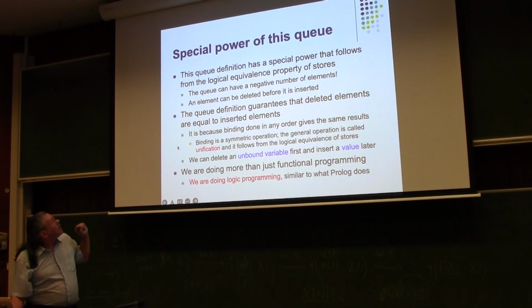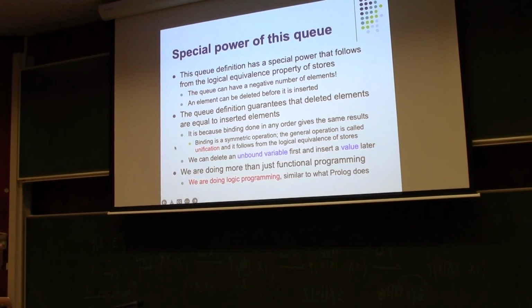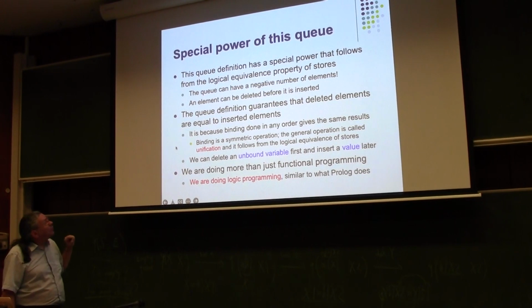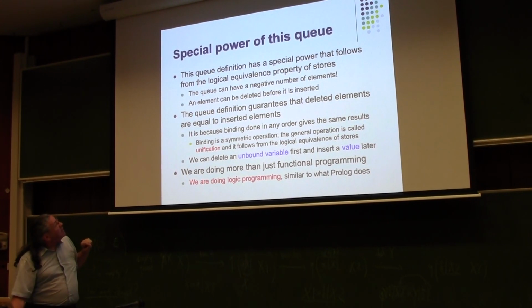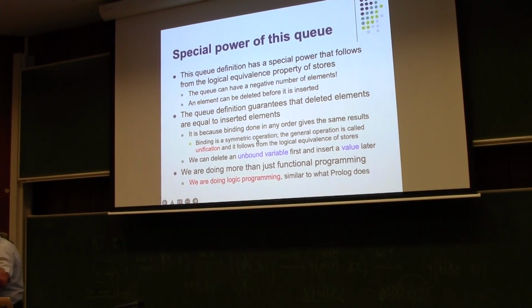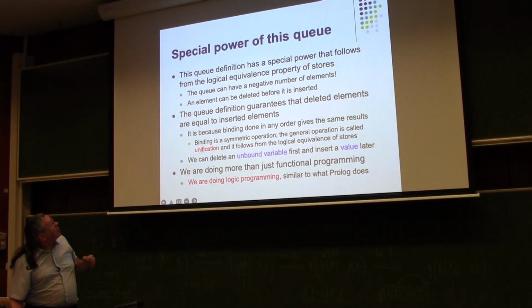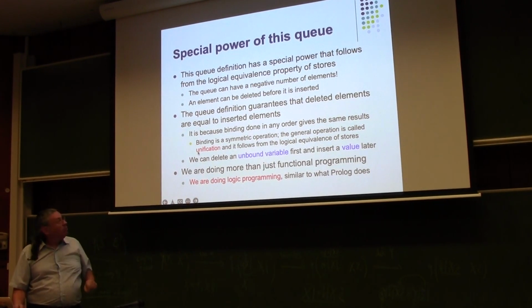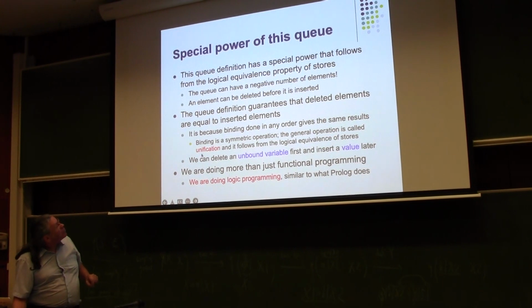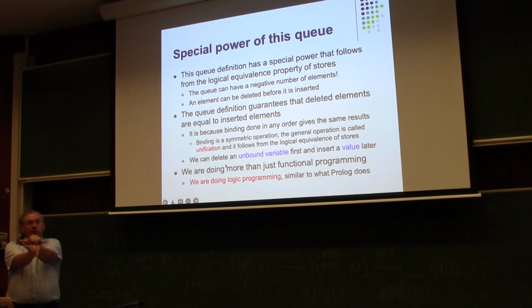But I will show you in a second what's really happening with the bindings. The queue definition guarantees that the deleted elements are equal to inserted. It's because the binding can be done in any order. Binding is symmetric. You don't have to bind elements before unbound variables. If you do it in the opposite direction, it works. The operation is actually more general than just binding a variable. It's called unification, this operation, and it's actually making two things equal.